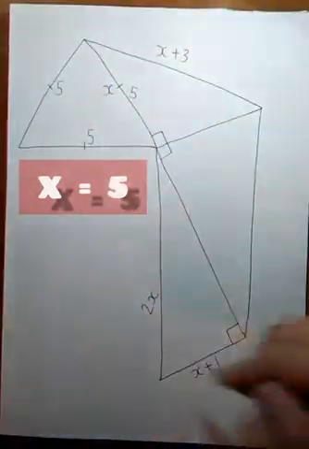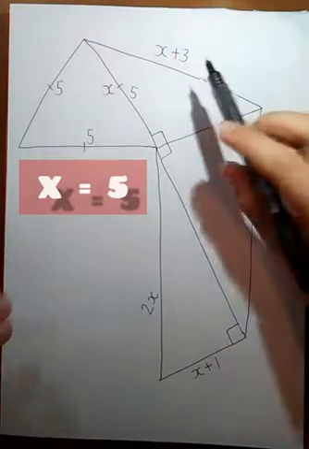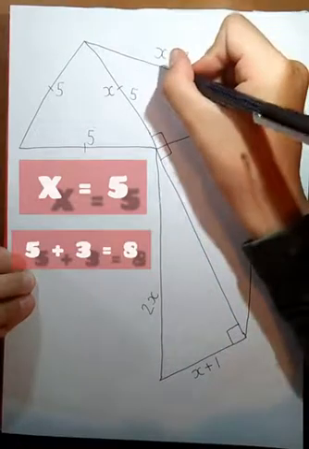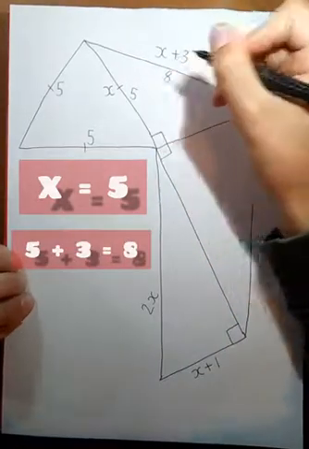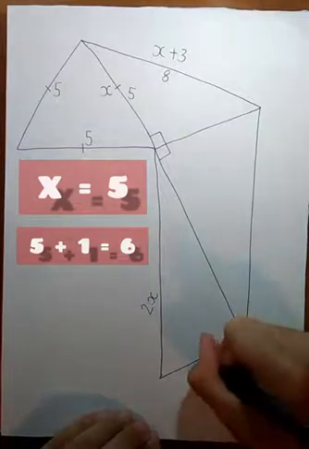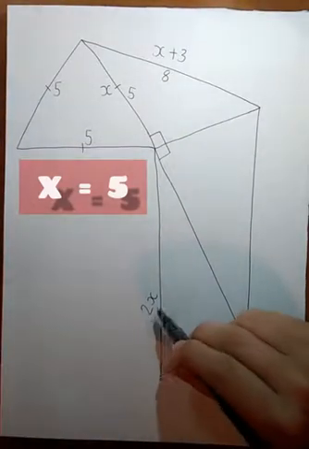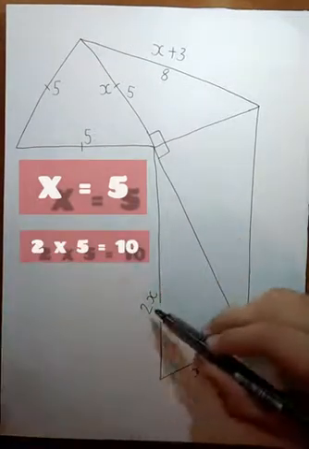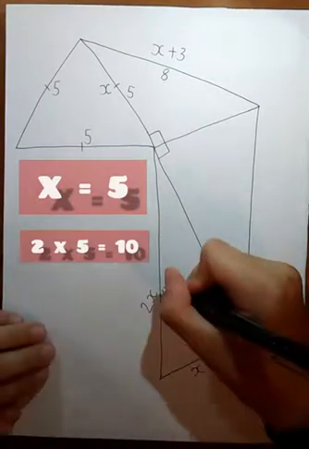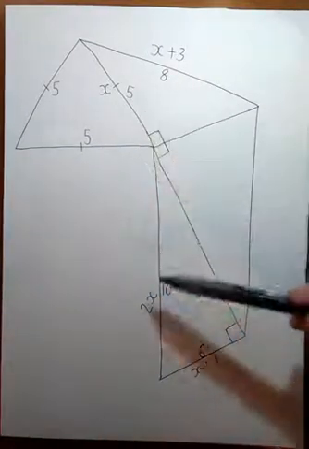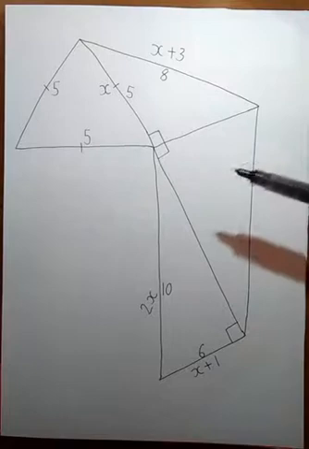Now, let's figure out the other x problems. 5 plus 3 equals 8, so we can write that in. 5 plus 1 equals 6, and 2x, which is just 2 times x, which is 2 times 5, is 10. Now that we have 2 measurements in these triangles, we can figure out the rest of the measurements.